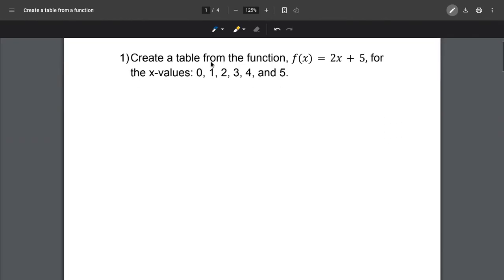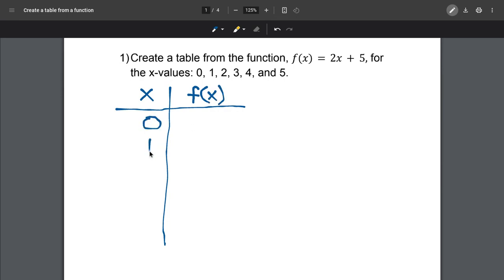This first problem, we're creating a table from the function f of x equals 2x plus 5 for the x values 0 through 5. I'm going to start by writing down my table. We have my x values, and sometimes you'll see y or y equals f of x or just f of x. I'm going to put f of x up here. And we have our values of 0, 1, 2, 3, 4, and 5.